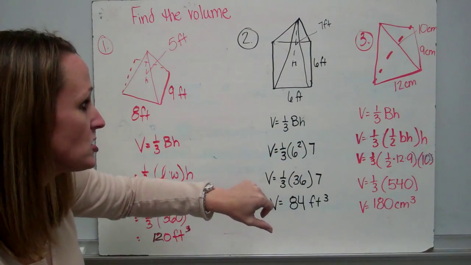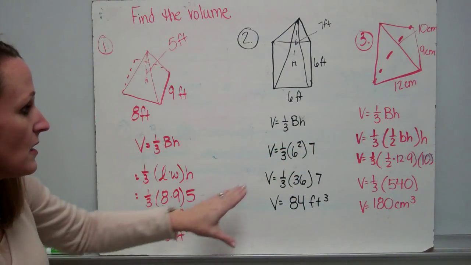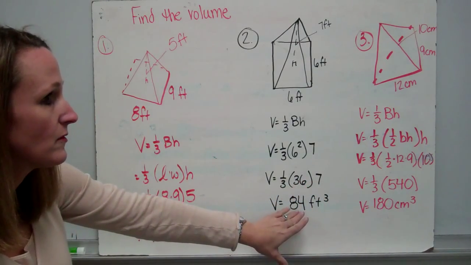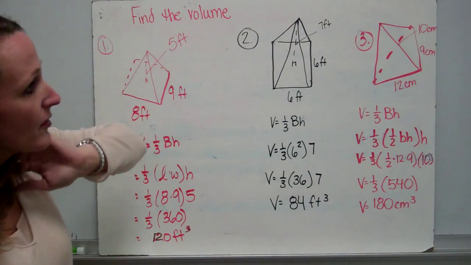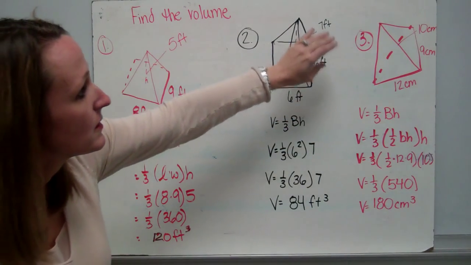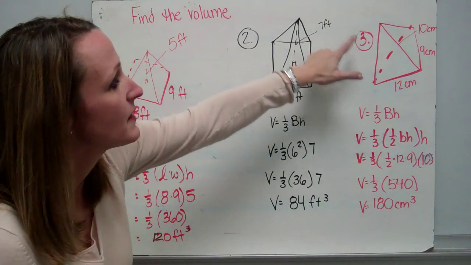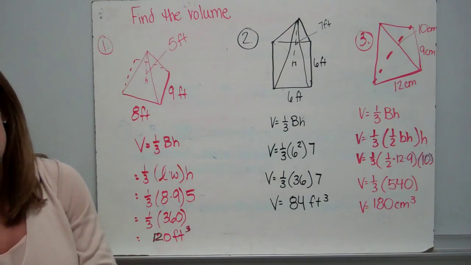1/3 big B little h. So I did 1/3 6 squared times 7. 1/3 36 times 7, 84 feet cubed. And then we have our last one, a triangular pyramid. We had a base of 12 and a height of 9, and then the height of my pyramid is 10. All of these are in centimeters.